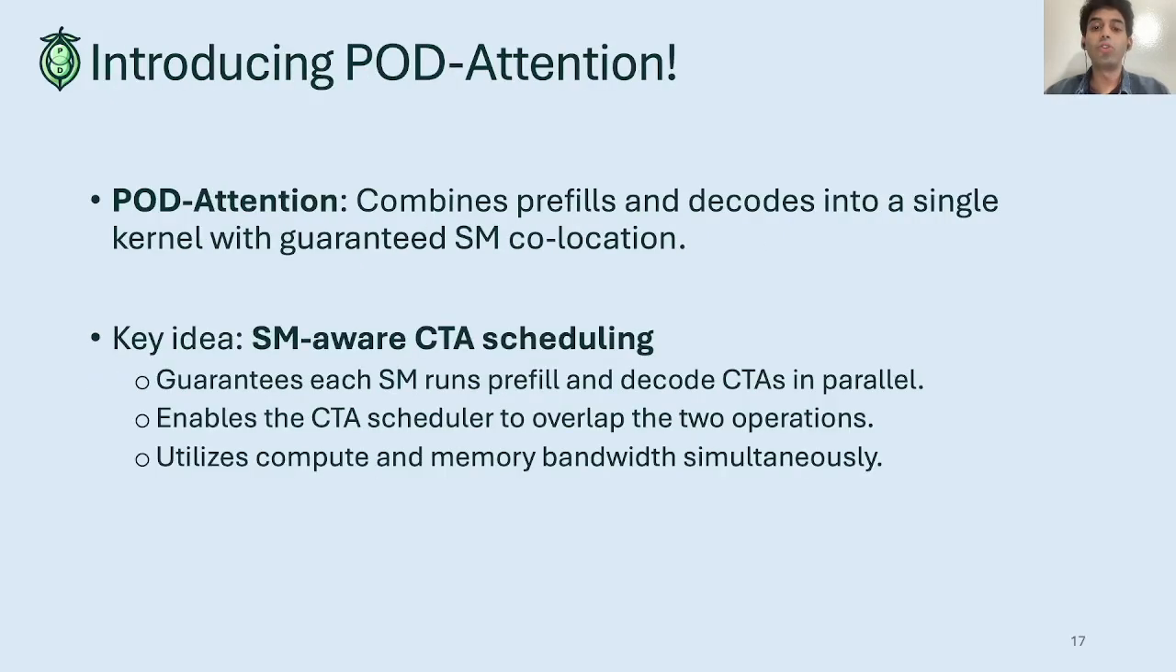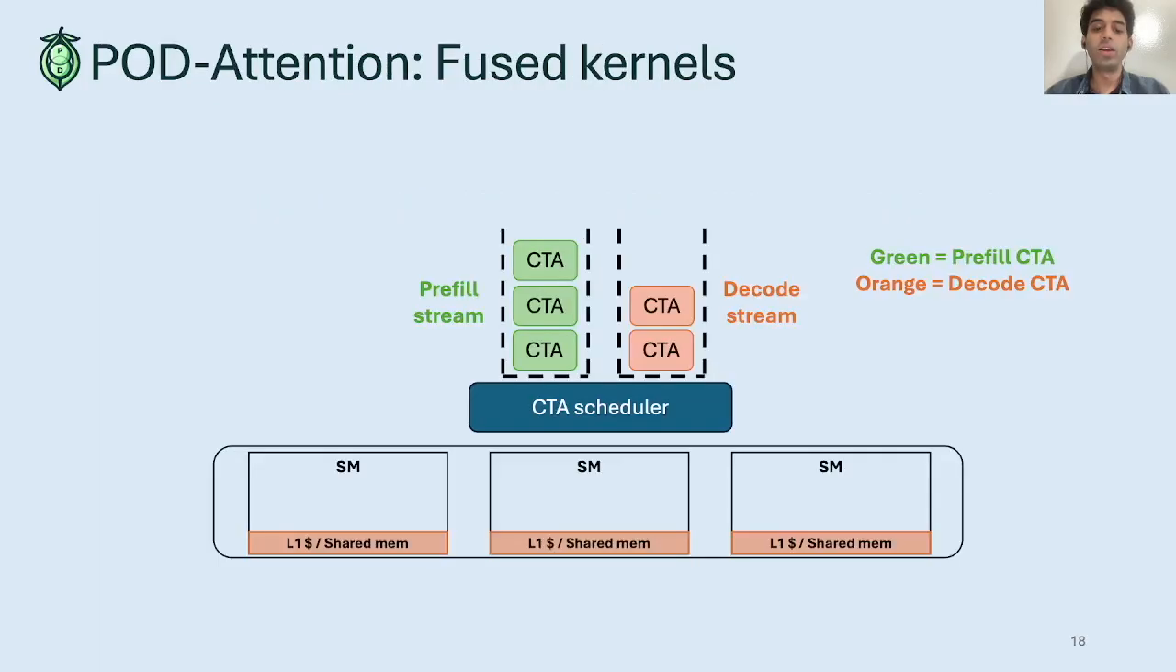And so, to address this, we propose POD-Attention, which efficiently combines prefill and decode operations into a single kernel while guaranteeing SM-level co-location. POD-Attention uses SM-aware CTA scheduling to guarantee co-location of prefill and decode within each SM. This allows the warp scheduler to overlap the operations and properly utilize both the compute and memory bandwidth of the GPU. Unlike other approaches, we can guarantee SM-level co-location as well as good load balancing.